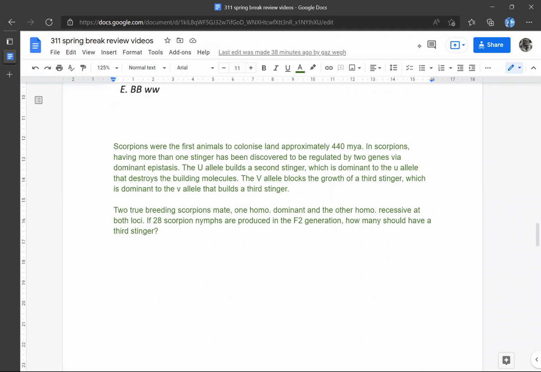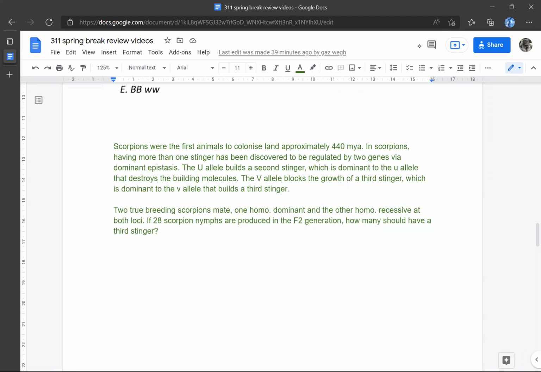So, scorpions were the first animals to colonize land approximately 440 million years ago. That's actually, well, I think that's been corroborated. It used to be believed that the myriapods were the first ones. You know, people like centipedes, but scorpions are cooler. And so we stand scorpions colonizing land, and the fossil evidence corroborates this.